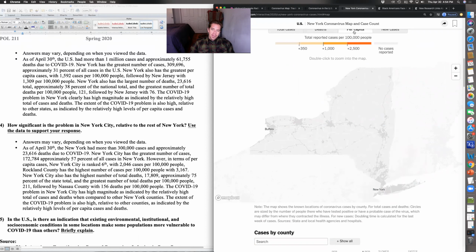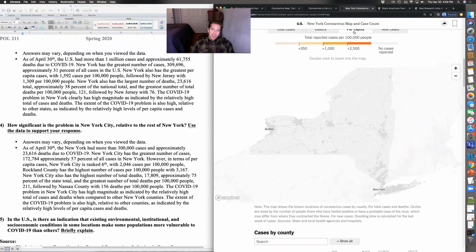So if we look at New York City within the state, it has the greatest total number of cases within the state. The city has 172,000 cases out of about 300,000 total cases. This is about 1 out of 2 cases in the state of New York happening in New York City. And again, this data changes, but not dramatically from day to day. So about half the cases in the entire state are in New York City.